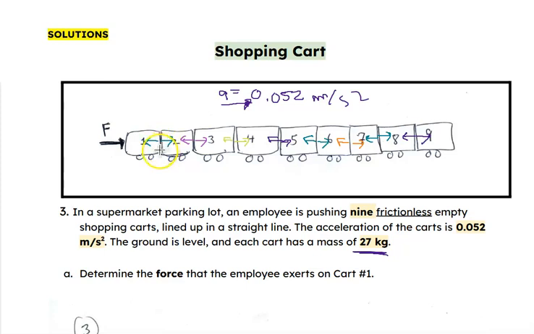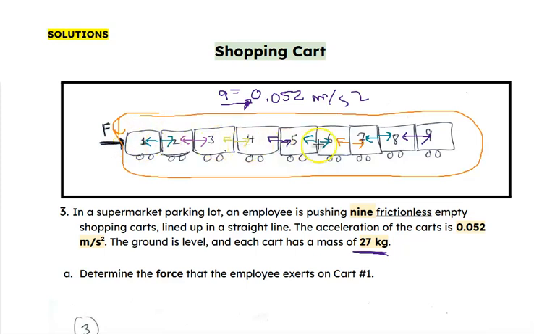So I color coded all the internal forces. The employee only touches this cart. But cart number 1 slams into cart number 2 because cart number 2 has inertia and wants to stay at whatever speed it's going. 2 slams into 3, 3 slams into 4. But all of these forces are internal. So I drew 2 of them. Each one of these is an action-reaction pair. So if we define all 9 carts as our system, then those all cancel.